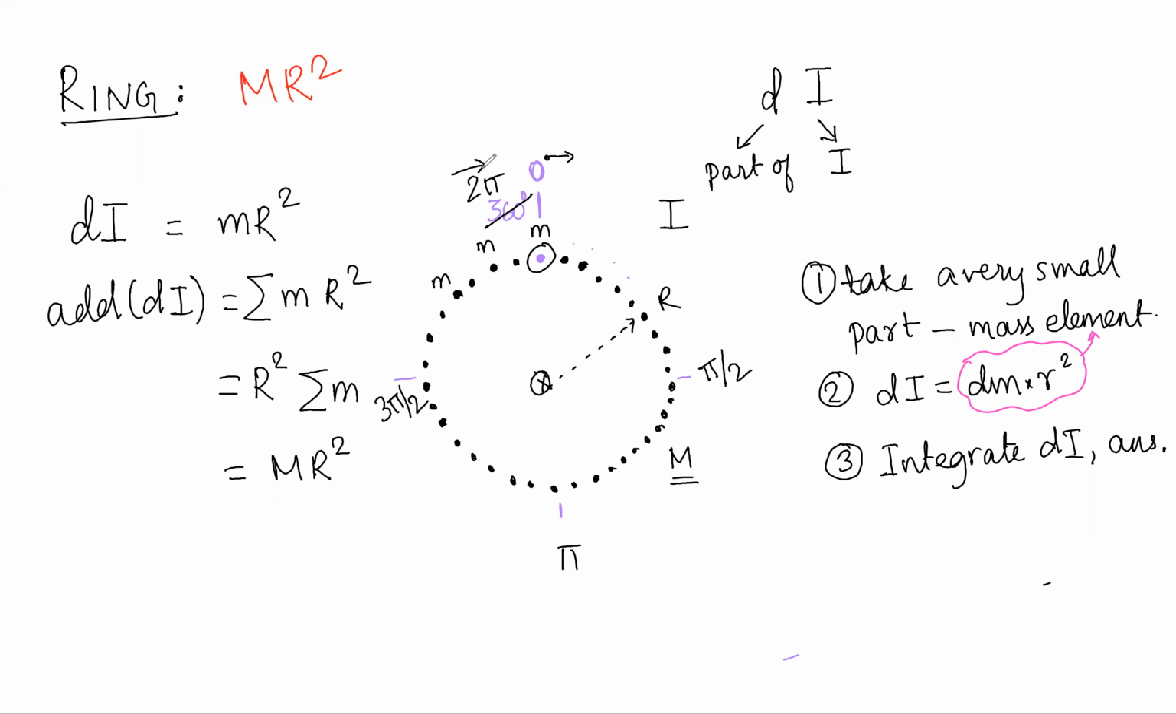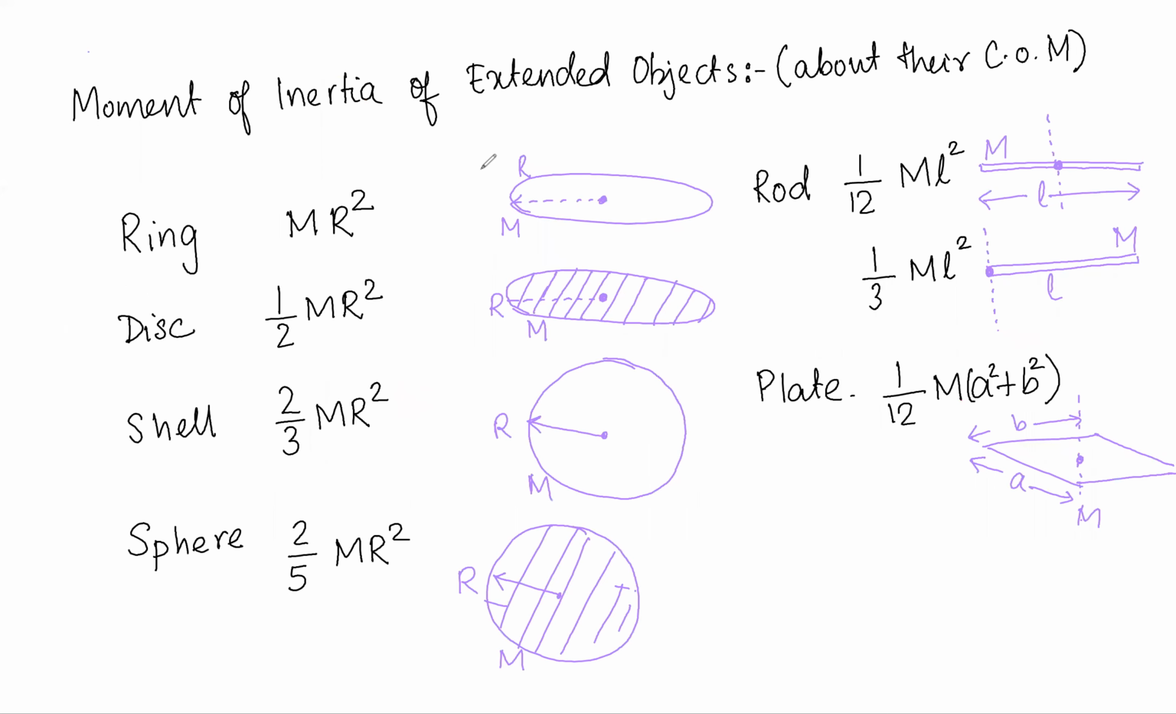बाकी उसके अलावा we have all the values that we need, the moment of inertia of all the extended objects. Just know their values once. Ring is MR square, disk is half MR square, shell is 2 by 3 MR square, sphere is 2 by 5 MR square. सब याद होना चाहिए क्योंकि problem में you'll require all these values. You should know all of them by heart. Rod is 1 by 12 ML square, 1 by 3 ML square if it is about the edge, and there is a plate, तो plate का हो जाएगा 1 by 12 M a square plus b square.